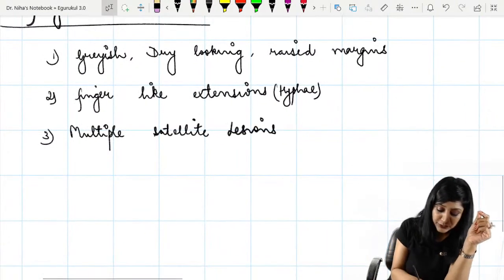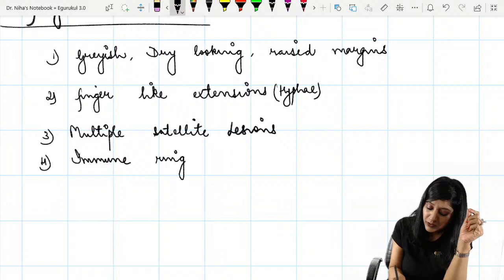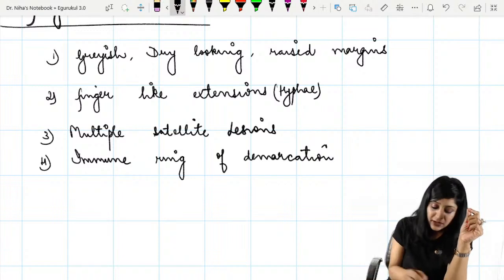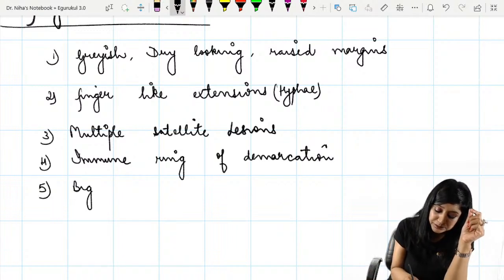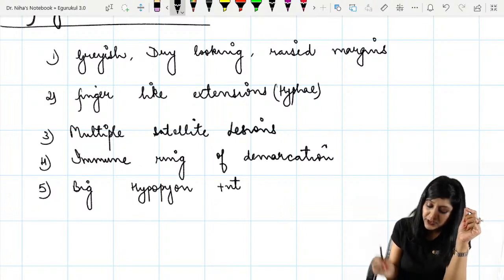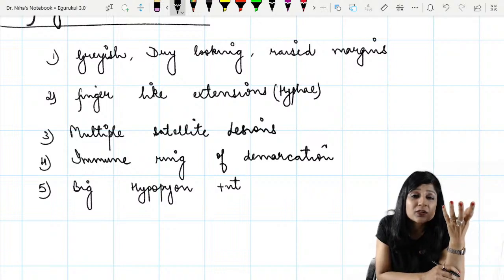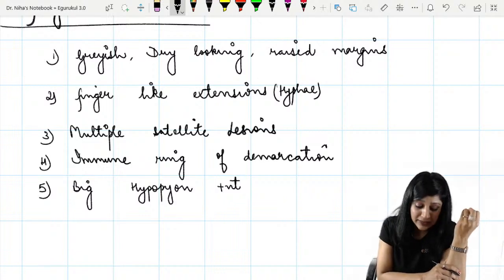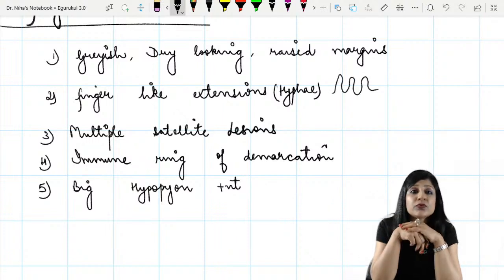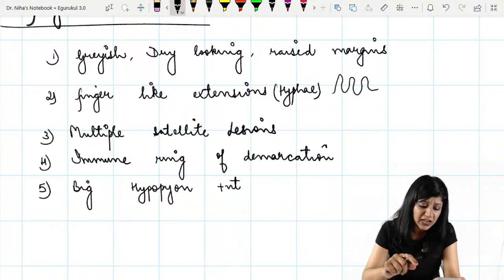Then what else will you have? You will have the immune ring of demarcation, along with the big hypopyon present. So you will have grayish, dry looking, raised and feathery margins. Signs are always more than the symptoms. Finger-like extensions would be there. Multiple satellite lesions. We have the immune ring of demarcation and a big hypopyon. So these are the features of the fungal corneal ulcer. Have you given the answer?